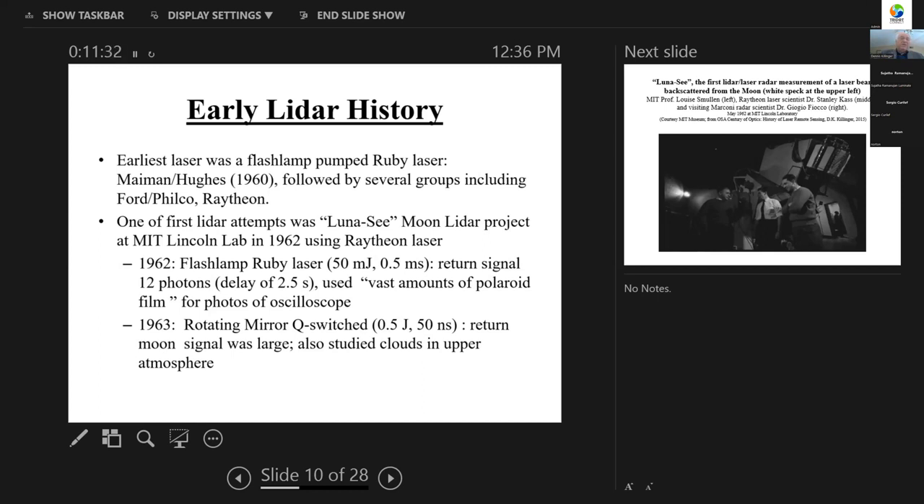But what's sort of neat is the next year they invented the Q switch for lasers using a rotating mirror and increased the peak power by 4 to 5 orders of magnitude. And so the return from the moon was large, and they were even able to see the returns from clouds in the upper atmosphere. So this is one of the earliest lidars.